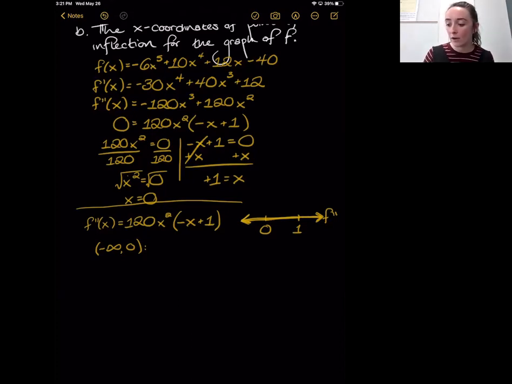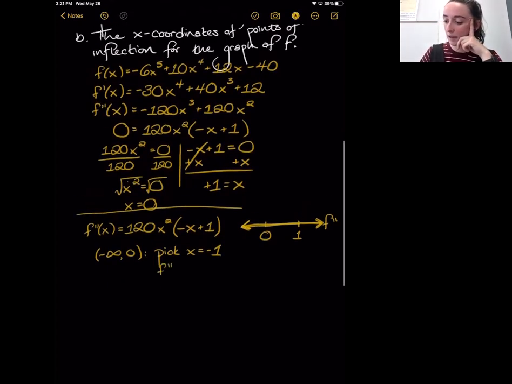So for the interval from negative infinity to 0, I would pick probably x equals negative 1. That's going to be my easiest choice. Negative 1 is way easier to work with than like negative 2/3, right? Let's try to avoid fractions if we can. Okay, so I'm going to pick x equals negative 1 because it's in this interval. And then I'm just going to plug that point into the second derivative.